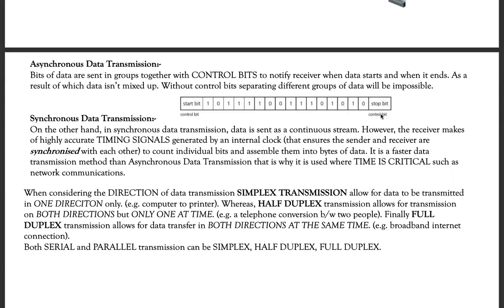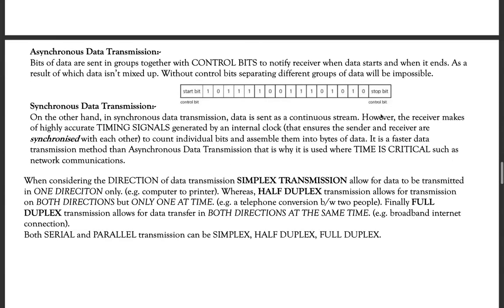And this is asynchronous data transmission. As you can see, there's no timing aspect. Data is not separated with respect to time. It's only separated with respect to the control bits. On the other hand, if I'm actually using a timing signal, and the only way I'm separating different streams of data is based on that timing signal, then I'm talking about synchronous data transmission.